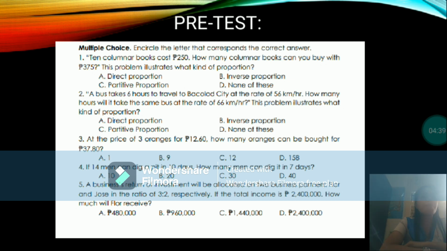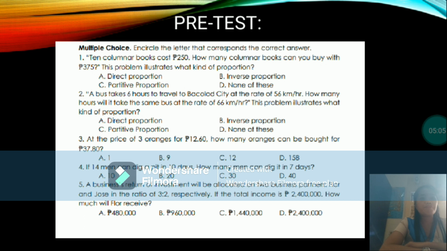Number 2. A bus takes 6 hours to travel to Bacolod City at the rate of 56 kilometers per hour. How many hours will it take the same bus at the rate of 66 kilometers per hour? This problem illustrates what kind of proportion? Is it A, direct proportion, B, inverse proportion, C, partitive proportion, and D, none of these?